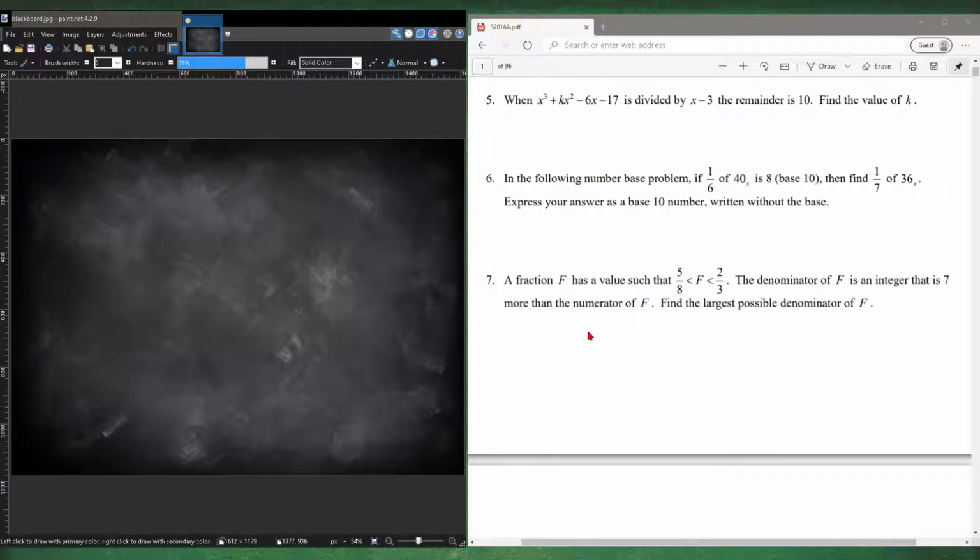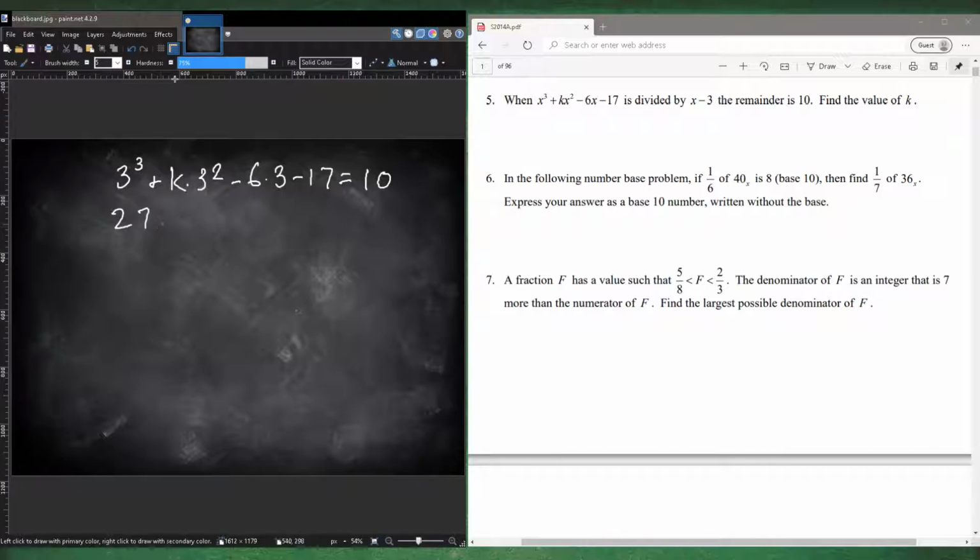Number 5. When x cubed plus kx squared minus 6x minus 17 is divided by x minus 3, the remainder is 10. Find the value of k. So you can plug in 3 here using the remainder theorem. So x minus 3 means x equals 3. So plug the 3 into the equation. Plus k times 3 squared minus 6 times 3 minus 17 is equal to 10.